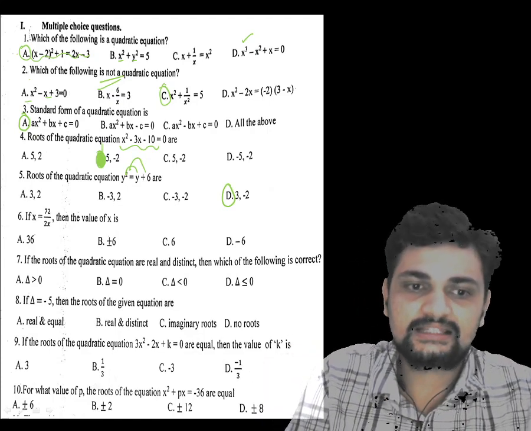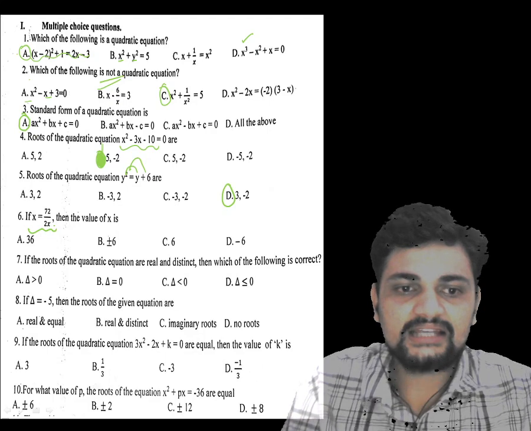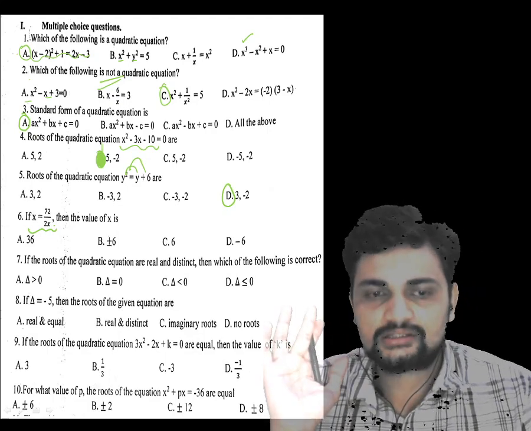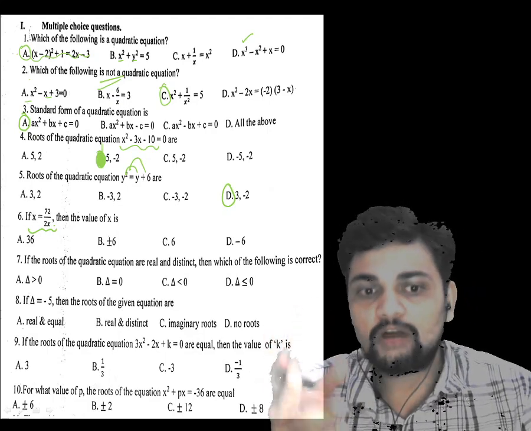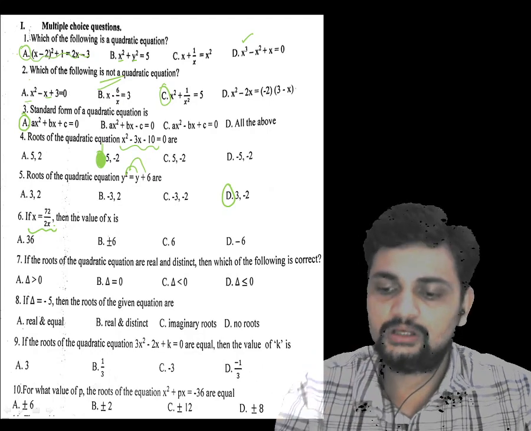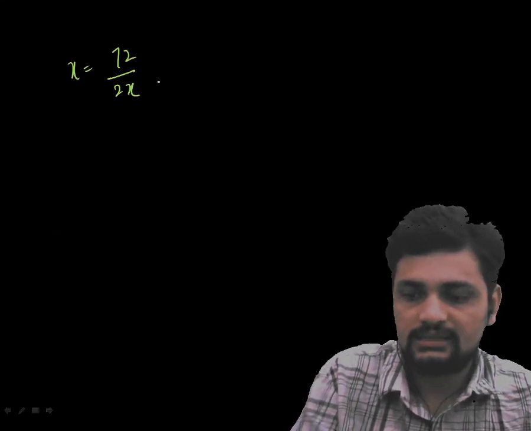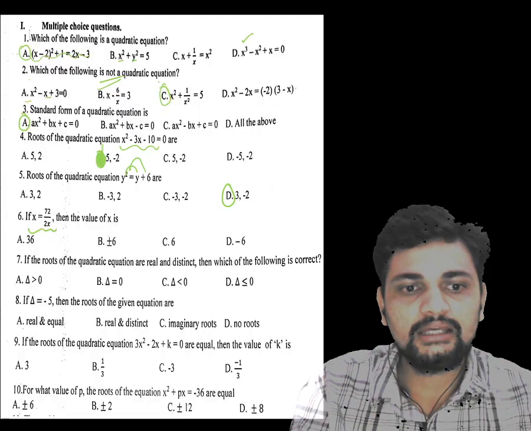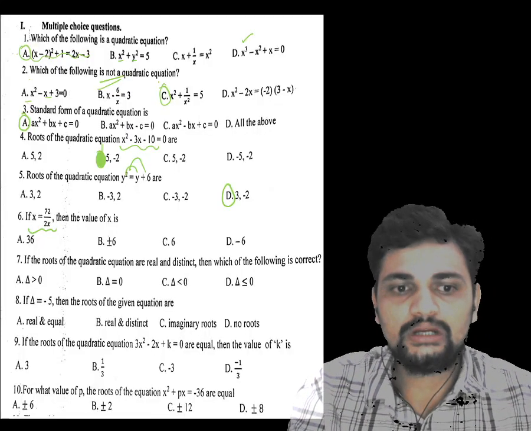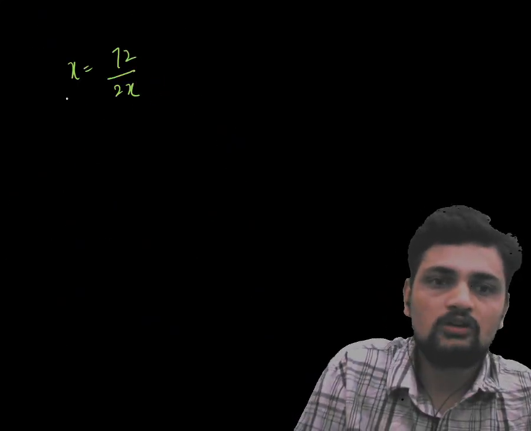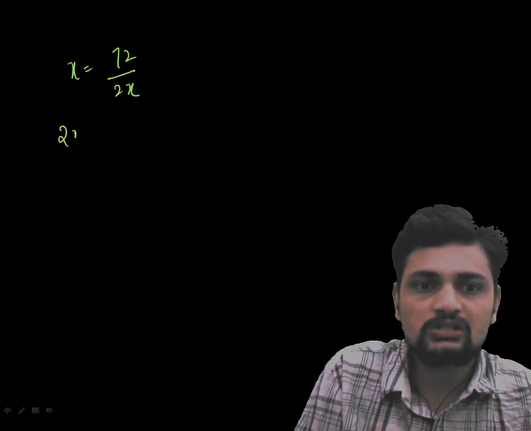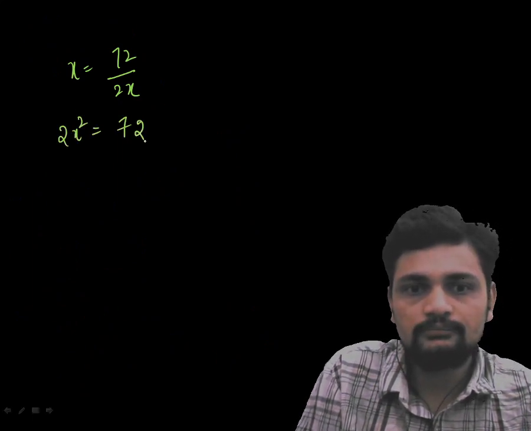Now question number 6. The value of x is given as 72 by 2x. x is the unknown value here, and we have to find the value of x. Use the method of cross multiplication. x equals 72 divided by 2x. Let me verify it once. x equals 72 divided by 2x. Cross multiply. So 2x into x is 2x square equals 72.